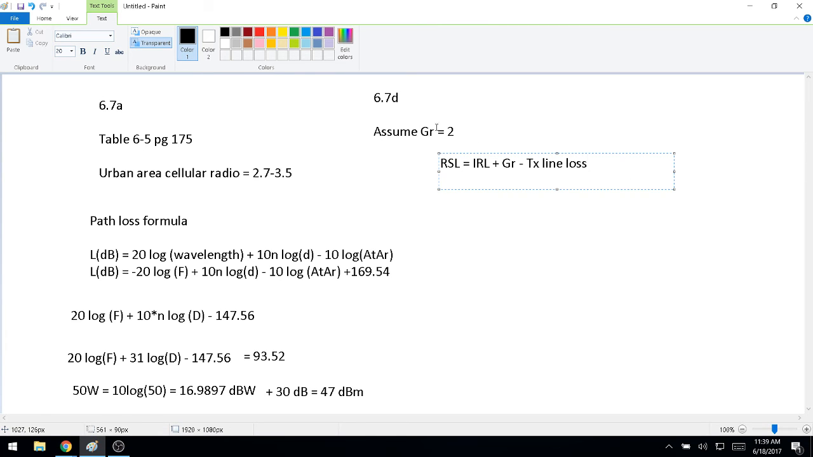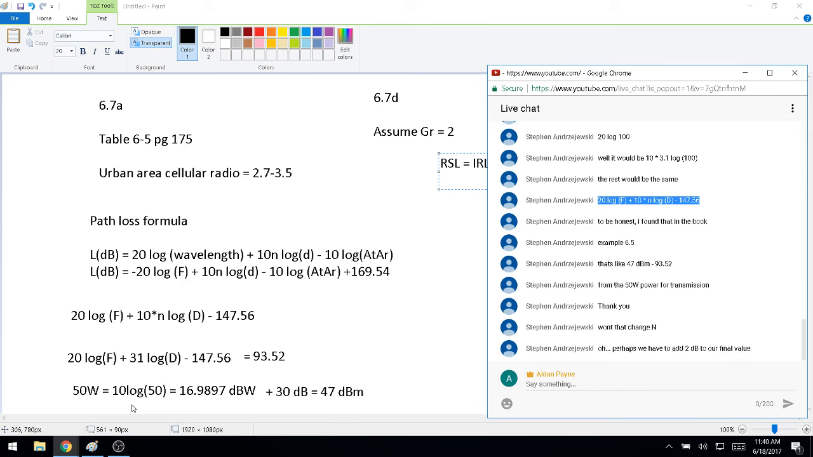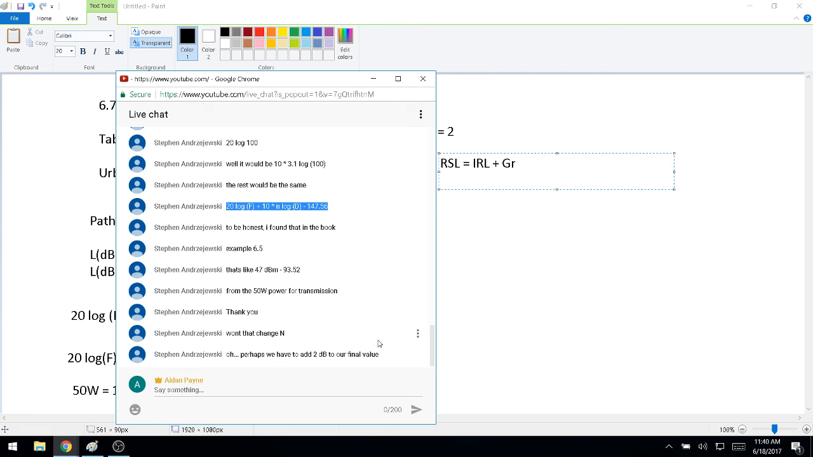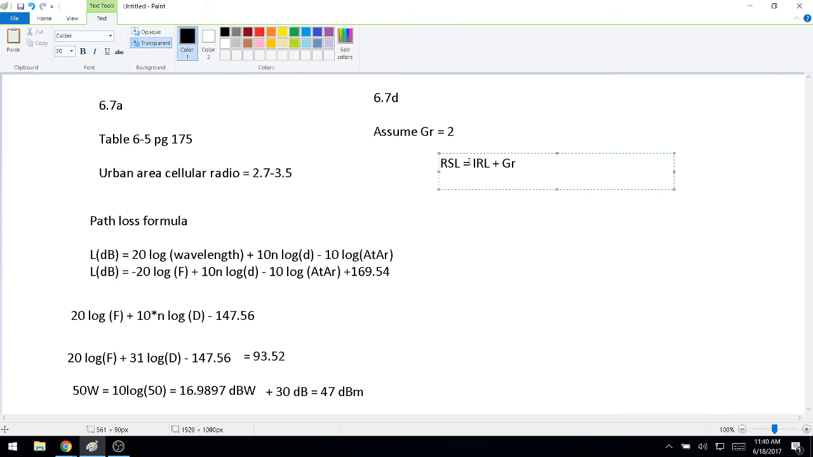And so if all we're changing is the gain, the IRL stays the same. We don't really care about transmission line loss because we'll assume there is none. And so all that's really changing, and so Stephen changed his mind. He said, oh, perhaps we need to add 2 dB to our final value. It's not 2 dB, but you're close. And so remember that this formula is all in dB.